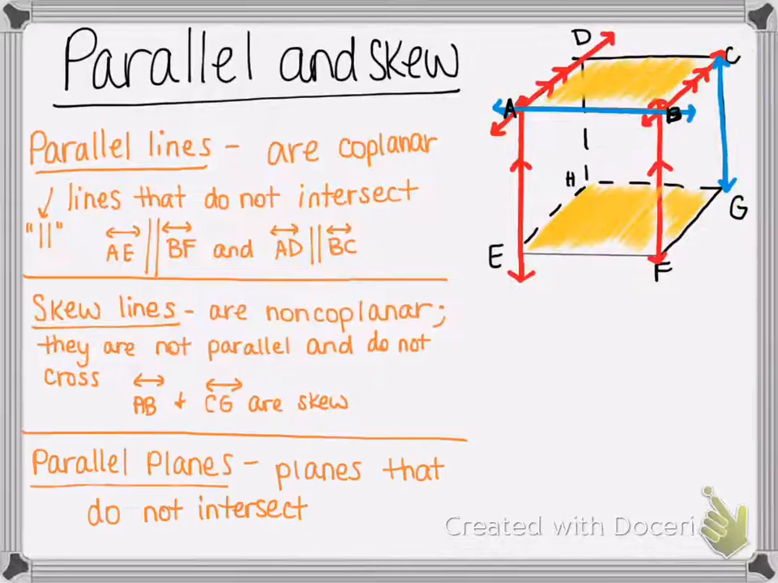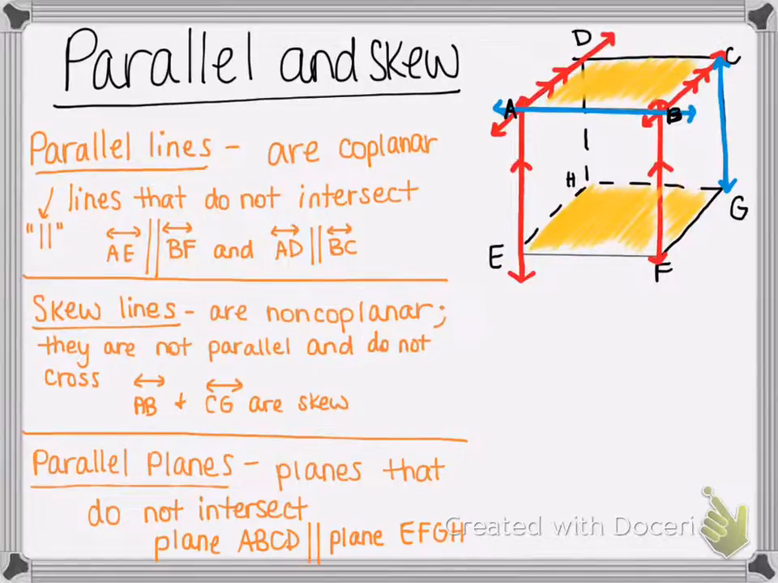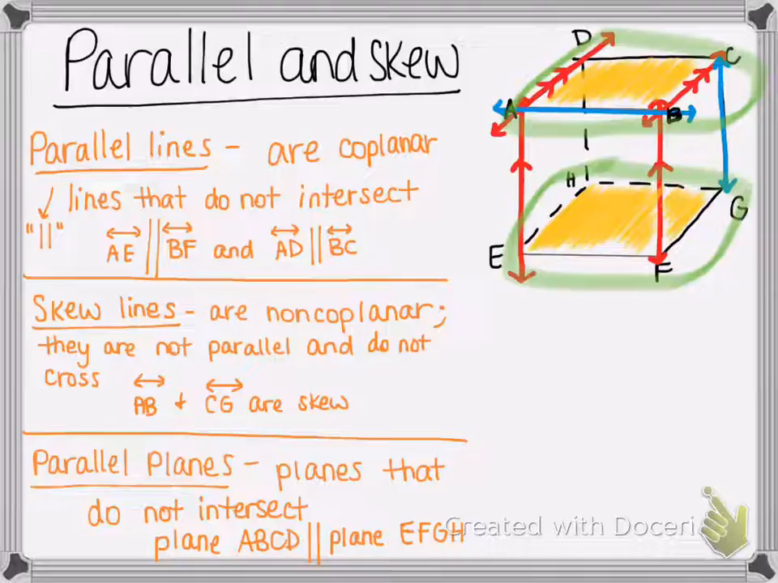And then the third is parallel planes. Just like parallel lines never touch, planes also never touch. In this case, our planes are plane ABCD at the top, and then EFGH, which is on the bottom. Picture a cube like your book. Even the top cover of your book and the bottom cover of your book are never going to intersect because they're parallel with each other.